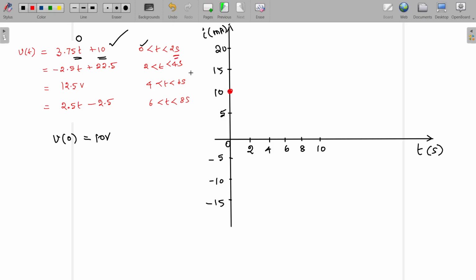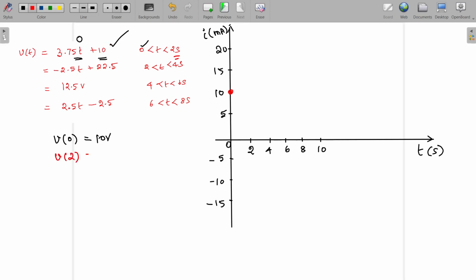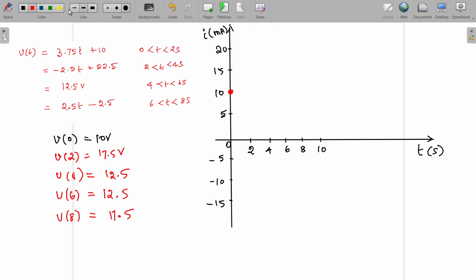Okay, then 2 seconds. When it is 2 seconds, we have calculated already. V of 2 is equal to 17.5, and V of 4 also we have calculated as 12.5, and V of 6 is also equal to 12.5, and V of 8 is 17.5 again. So using this we can calculate easily. Otherwise, using these equations you can easily get the values.